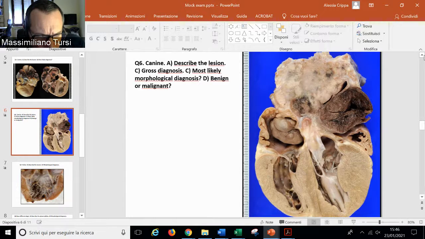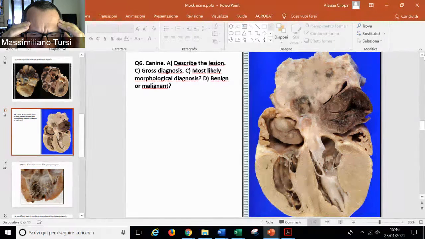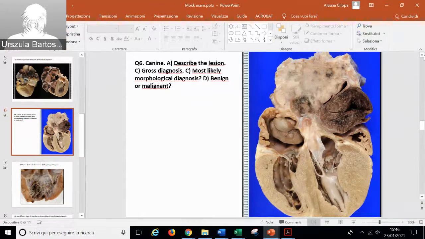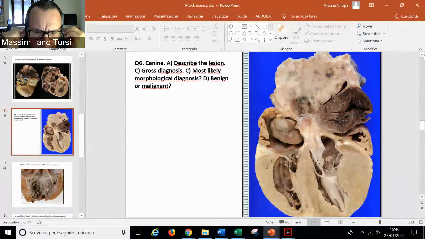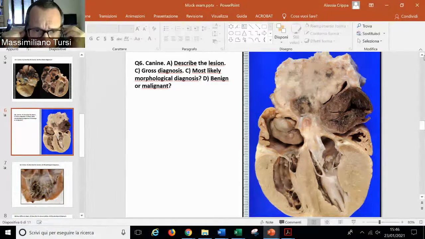What do you think? Not because of the discoloration, but because of the mass in the right atrium. Yeah, inside. Okay, but it's not reddish. It's not inside the right atrium. A typical presentation of angiosarcoma. Is there also some degree of right ventricular hypertrophy? Oh, of course, that's what I wanted to say.